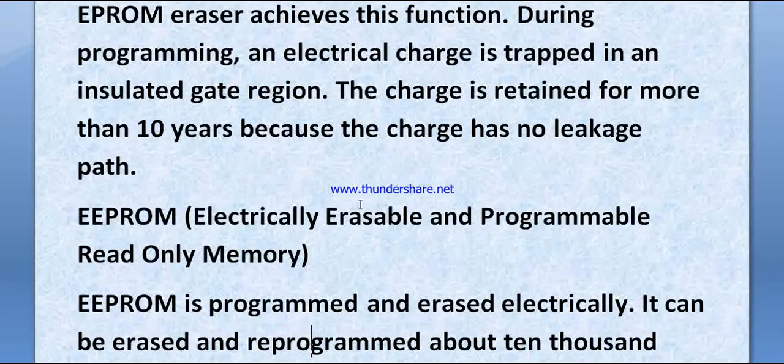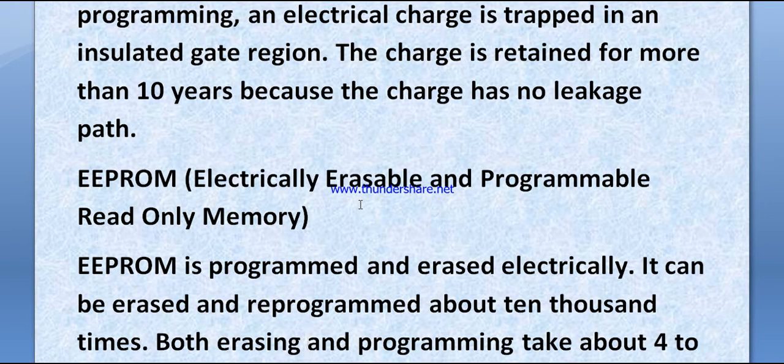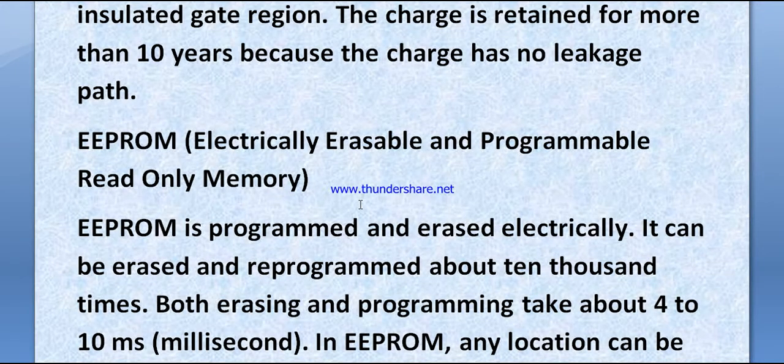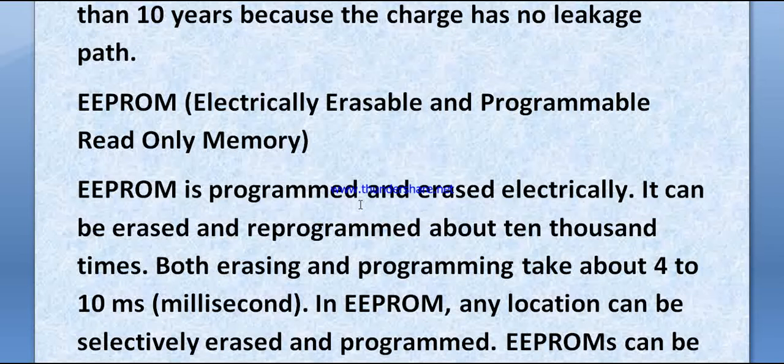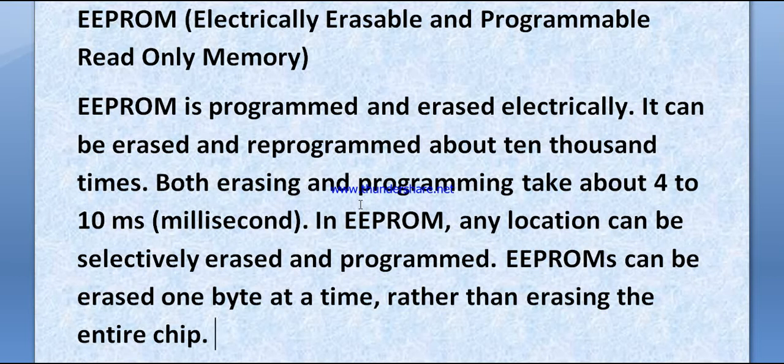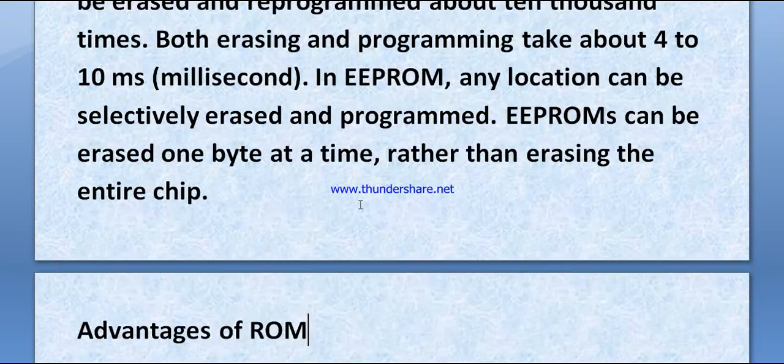EEPROM: electrically erasable and programmable read-only memory. EEPROM is programmed and erased electrically. It can be erased and reprogrammed about 10,000 times. Both erasing and programming take about 4 to 10 milliseconds in EEPROM. Any location can be selectively erased and programmed. EEPROM can be erased one byte at a time rather than erasing the entire chip.